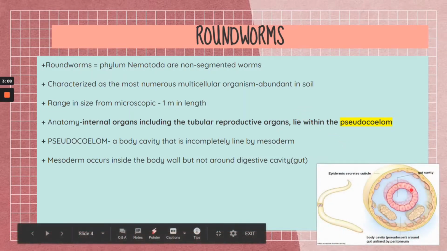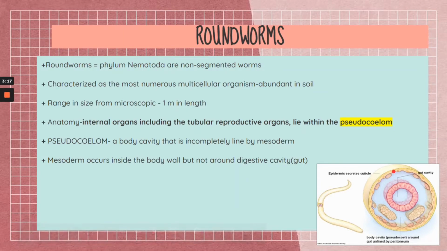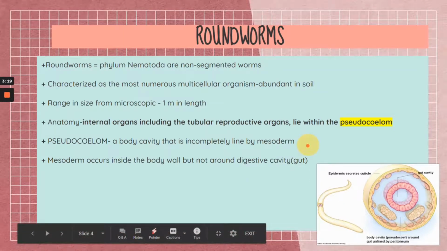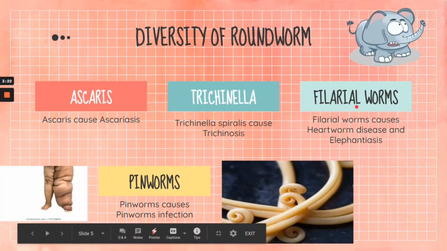Okay, so from the photo, this is the part of the digestive gut, and the blue one is the pseudocoelom. Okay, so this is the cuticle. Okay, so let's go to the next slide.